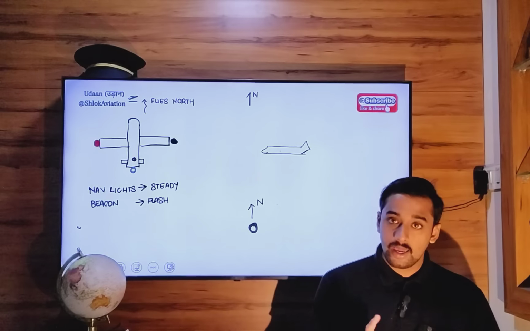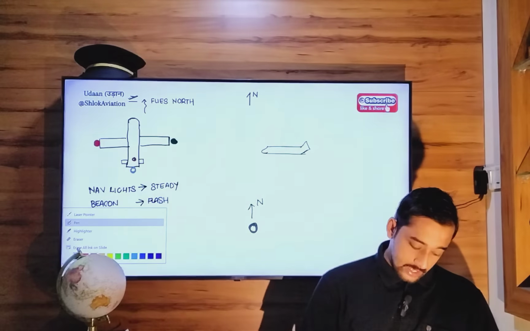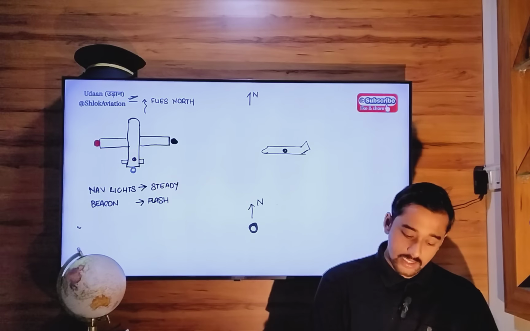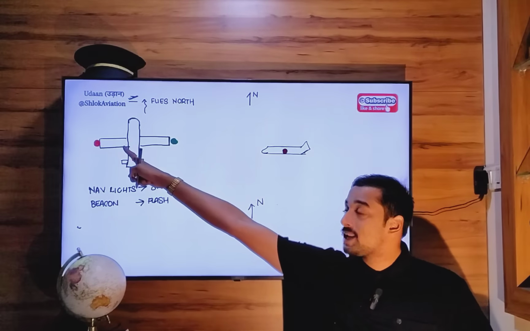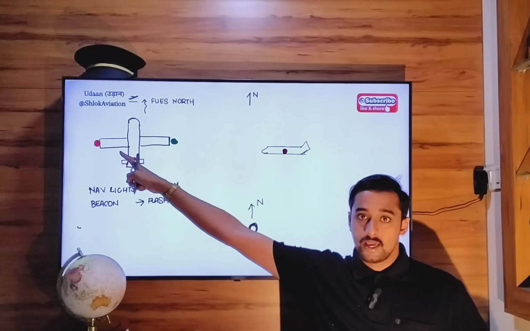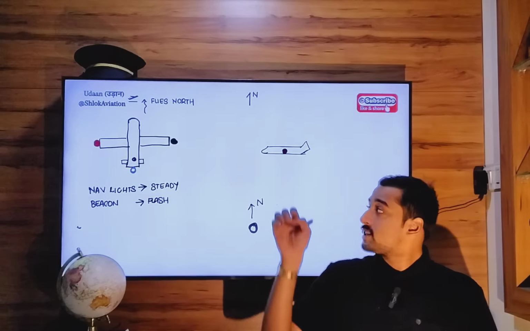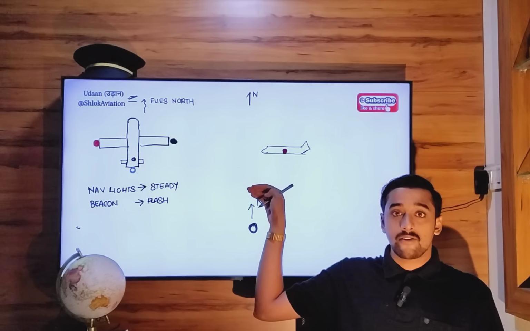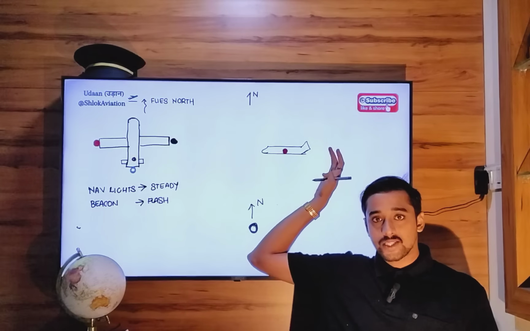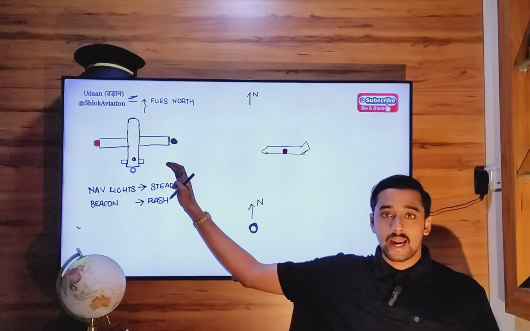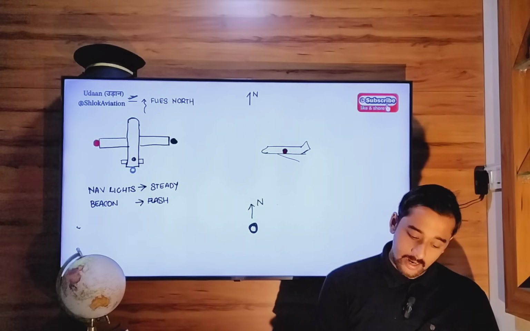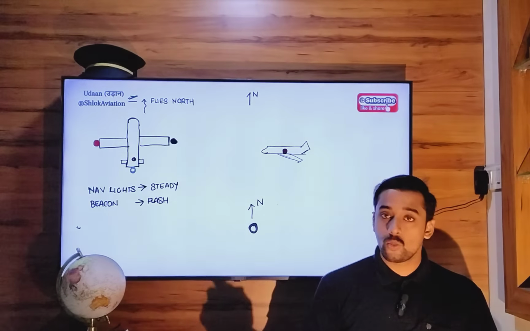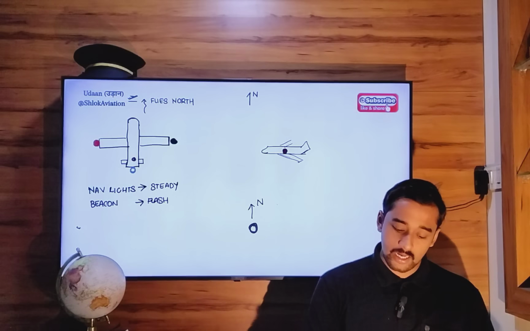Okay, and you are able to spot the red navigation light. That means you are able to spot the left wing of this aircraft, and that is only possible when the traffic in front of you is flying from right hand side to left hand side. In that case, you will be able to see the left wing of that aircraft, not the right wing.